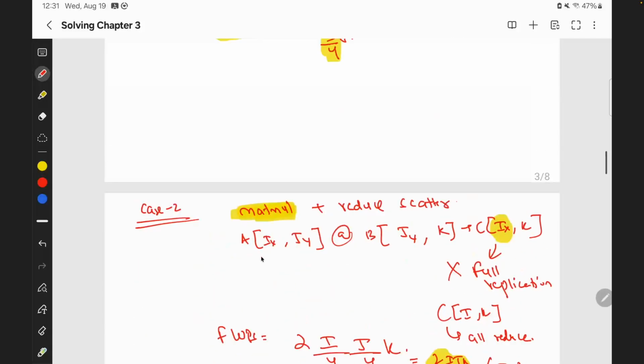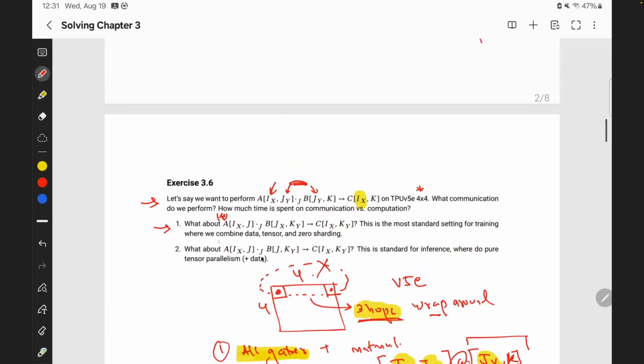And in the question you can see that it is written that we combine data, tensor and ZeRO sharding. We'll be discussing more about this in the next chapter, but I have also another video in my LLM lecture series which discusses this. But the basic idea is generally your matrix, so this is your weight matrix.